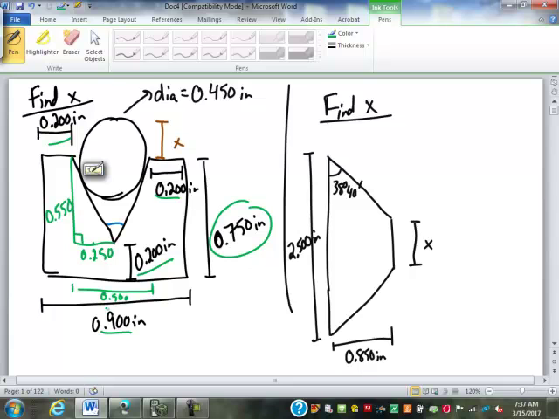So I'm going to pause. Any questions on where those measurements came from? Which one? The bottom one here? Okay. This one or this one? Okay, because you have 0.2 here. That's 0.500.